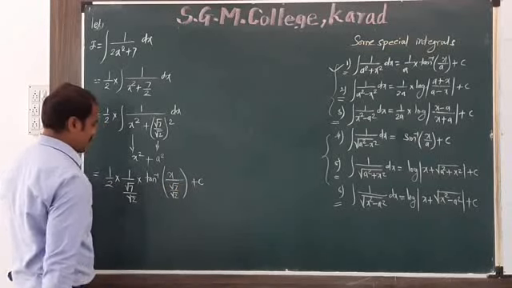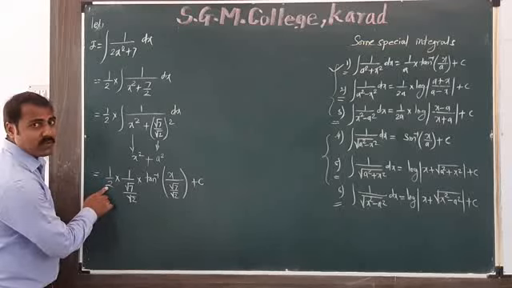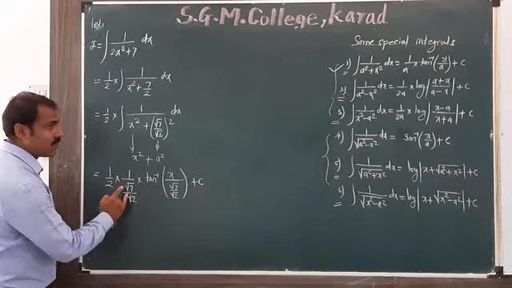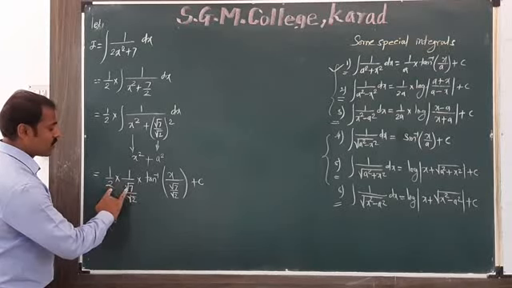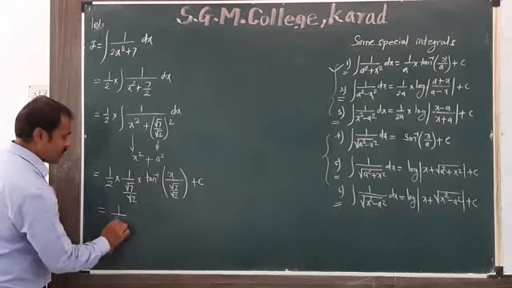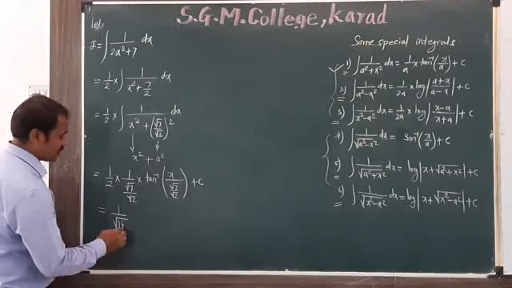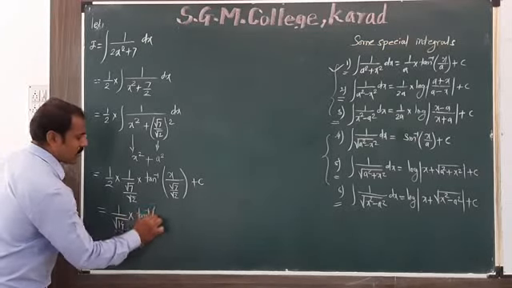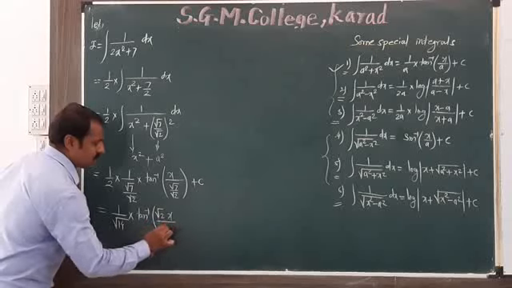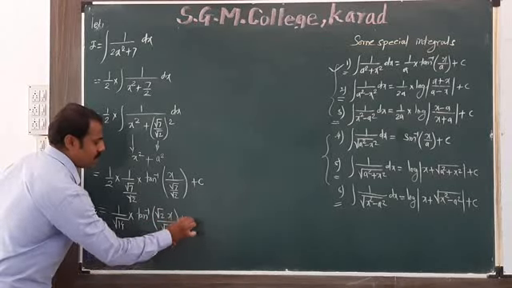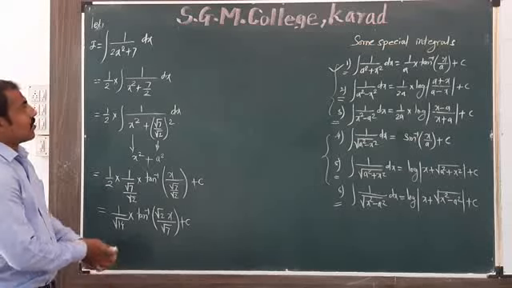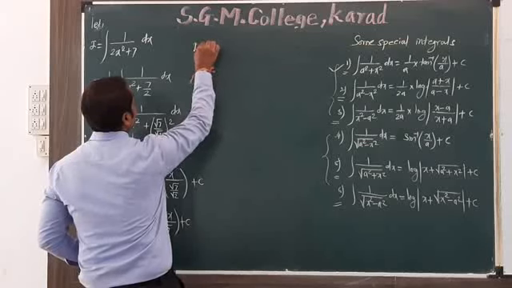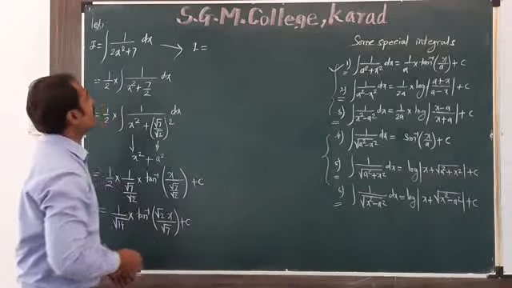plus constant of integration. Okay, 2 can be factorized as root 2 into root 2. One root 2 gets cancelled. Root 2 into root 7, root m into root n is root mn. Root 2 into root 7 is root 14. So the answer of the integration is 1 upon root 14 into tan inverse of root 2x divided by root 7 plus c. Or we can use another method for solving the given integration.